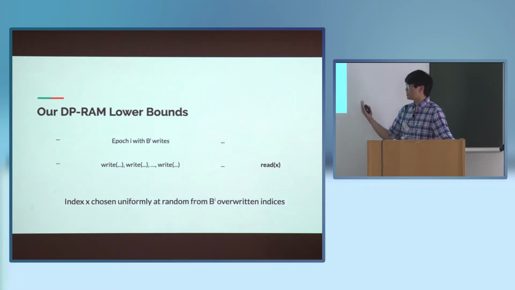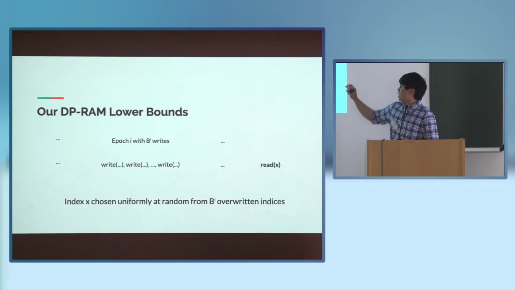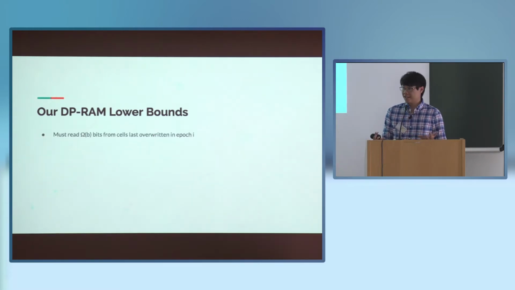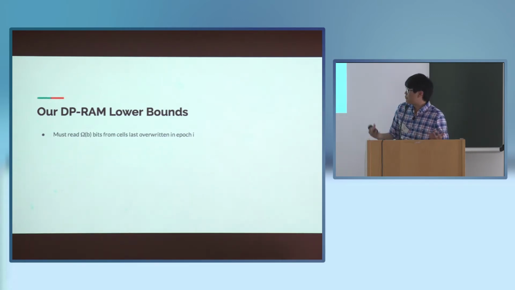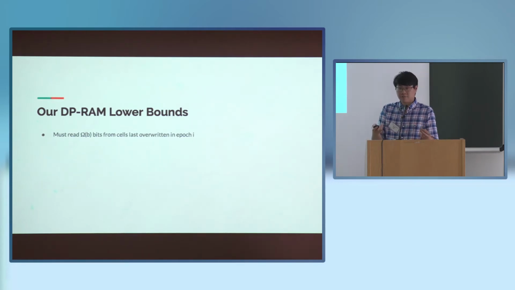So what I'm essentially saying is that each of these epochs is overwriting disjoint blocks. For my read, I'm just going to pick one epoch and read a uniformly random block from the ones overwritten in this epoch. And now what I essentially want to convey is that you must read Omega(b) bits, if each of these blocks contains b bits, from the cells last overwritten in epoch i. So from the cells that were last written from epoch i.